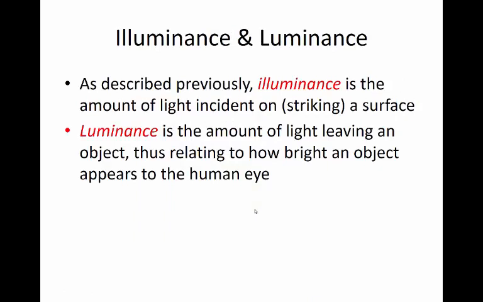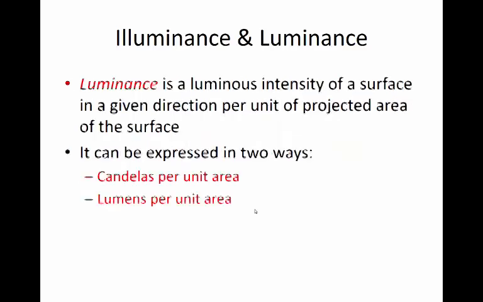So illuminance and luminance. We talked about these before. Illuminance is the amount of light striking our surface, while luminance is the amount of light leaving or reflected back to us, and that's how we perceive how bright an object is. Now, remember luminance, this is luminance intensity of a surface in any given direction per unit of area. All right? So we express it in two different ways. We can do candelas per unit area or lumens per unit area.